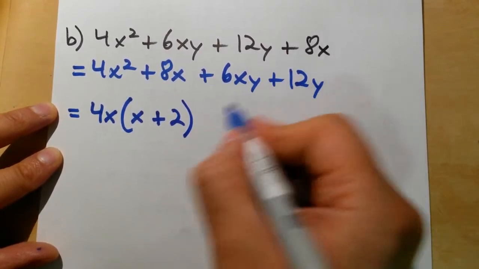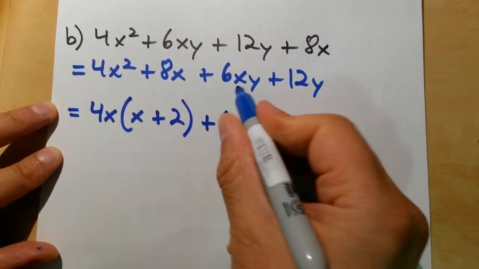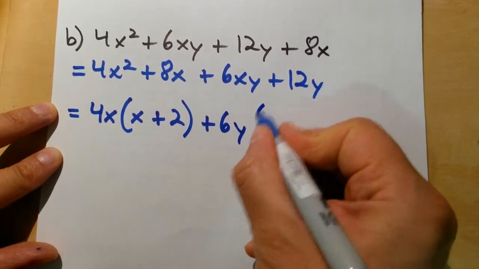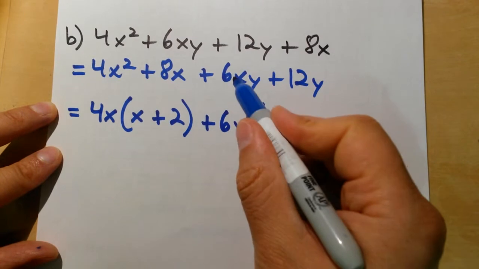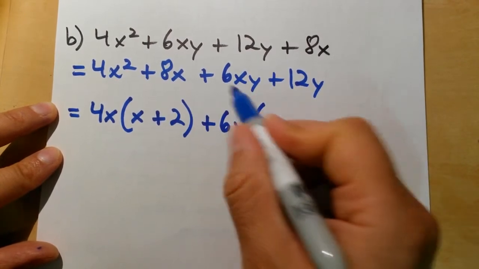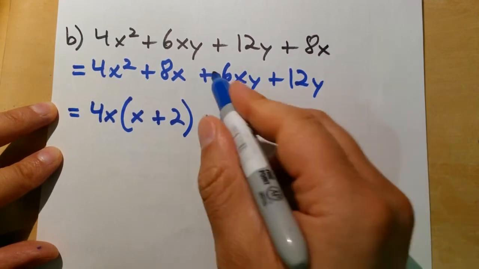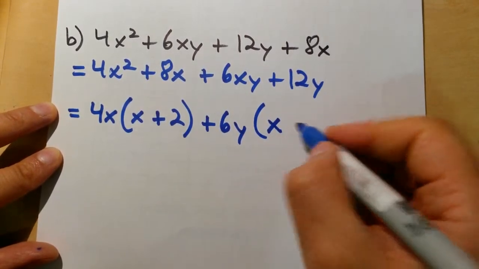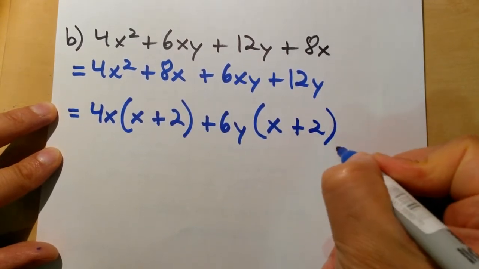Let's start with the coefficients. We start with 6, so positive 6. And what else is common between these two? The y. Anything else? No, that's it. So 6y times what in order to get 6xy? Well, times x, in order to get positive 6xy. 6y times what in order to get 12y? Well, times positive 2.